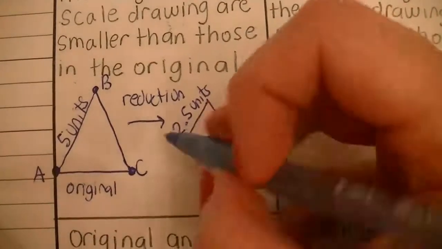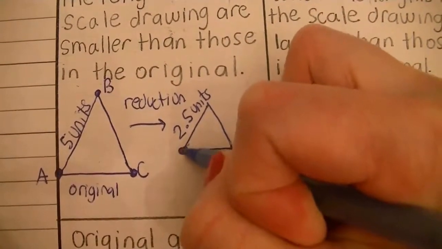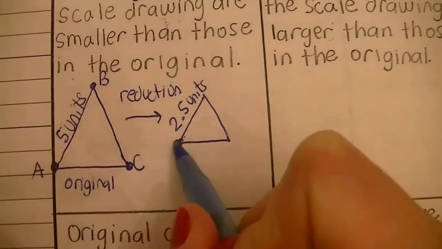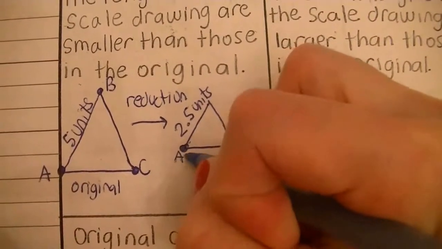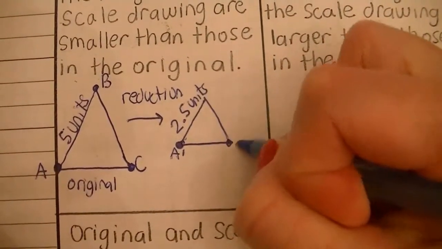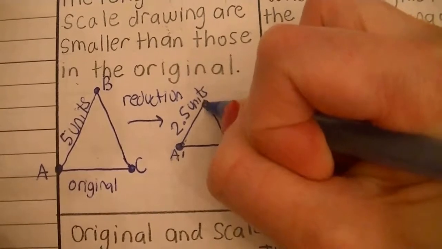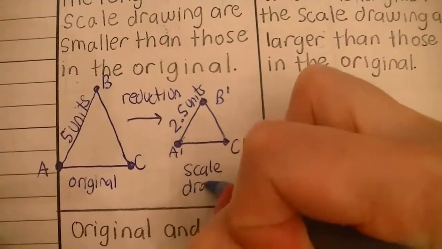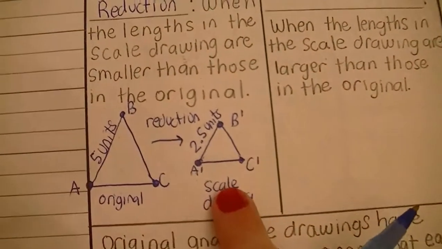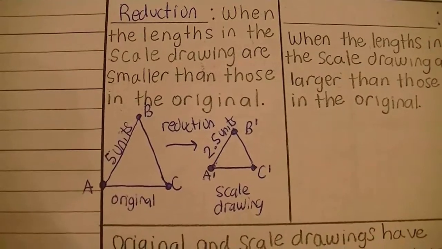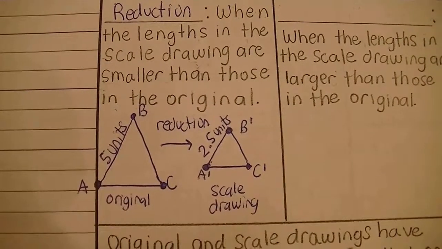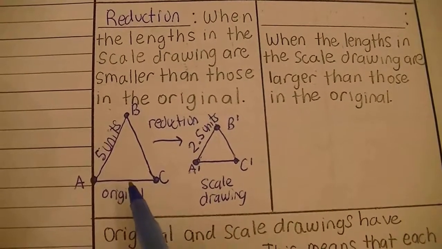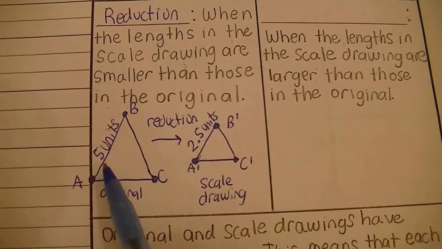Okay, and we're going to label the new vertices to correspond to the original. So this right here is A, this right here would be A prime, and this one would be C prime, and this vertex right here is B prime. And this right here is a scale drawing. The scale drawing is a reduction of this original. This original and the scale drawing are similar to one another because we have proportional sides, it's the same shape, and it would have the exact same angle measures since they're both equilateral triangles.